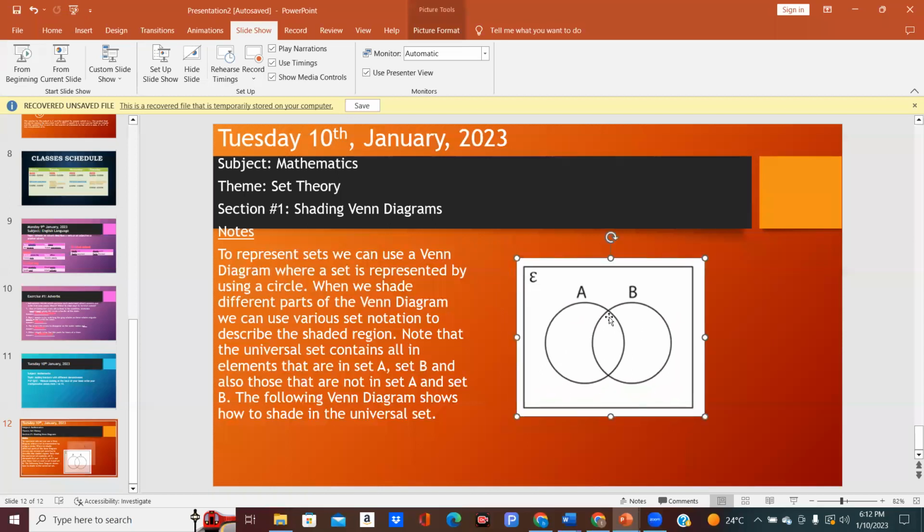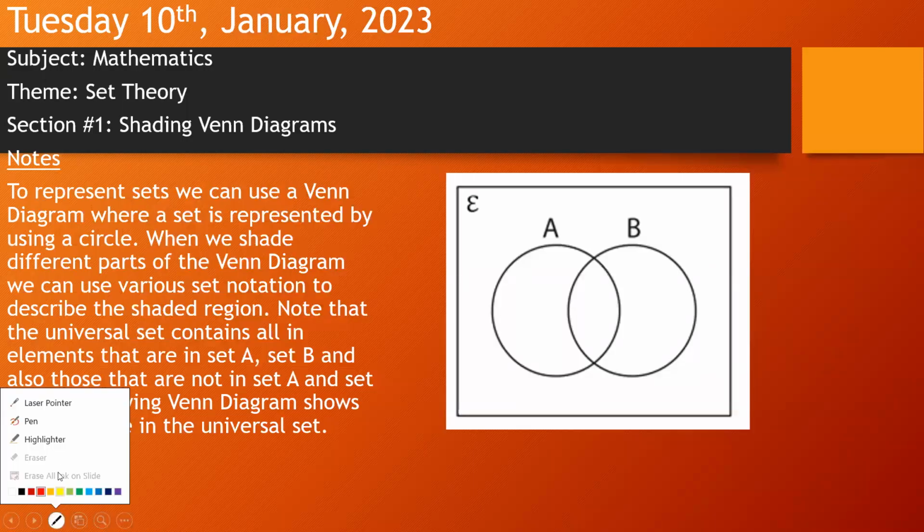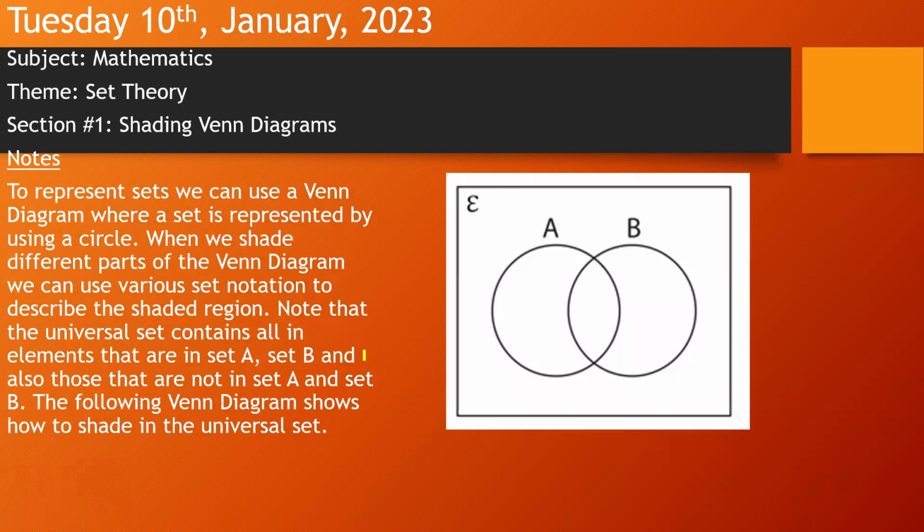If we have this and we want to shade in the universal set, let me get a highlighter. I'm going to highlight using the yellow. Like I said, everything in A is going to be shaded in. So we're going to start off by shading everything in A, because the universal set contains all of A. Once you draw the diagram, you can shade it in with your pencil. So if they ask you to shade in the universal set, you shade everything that's inside A.